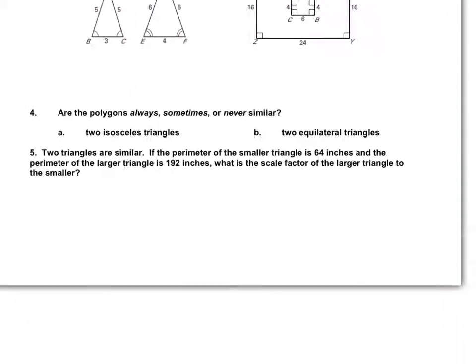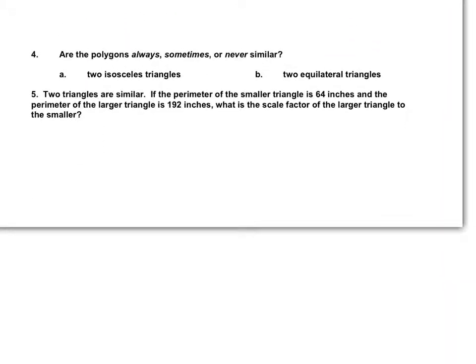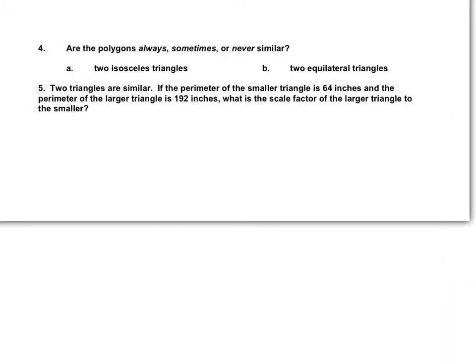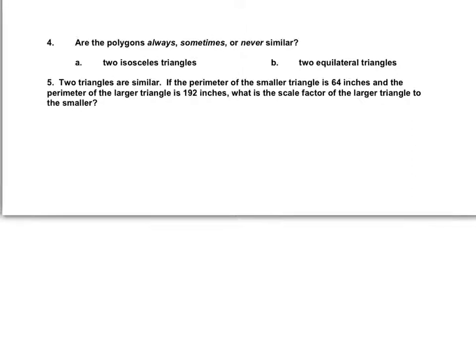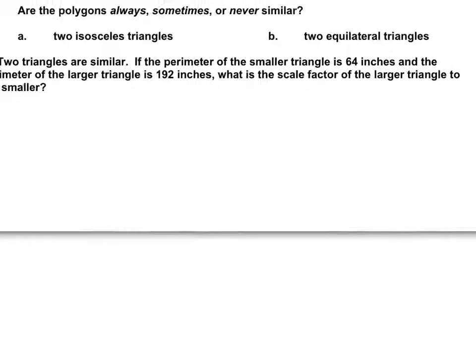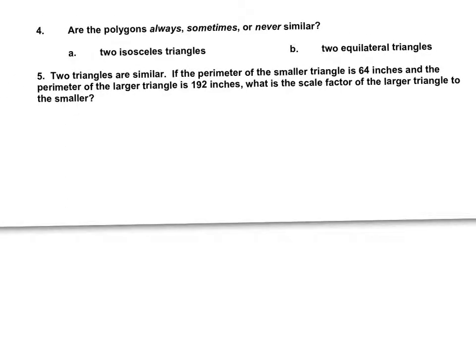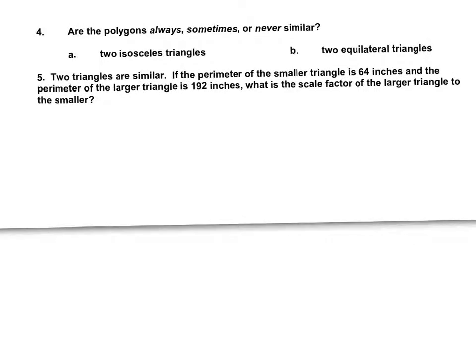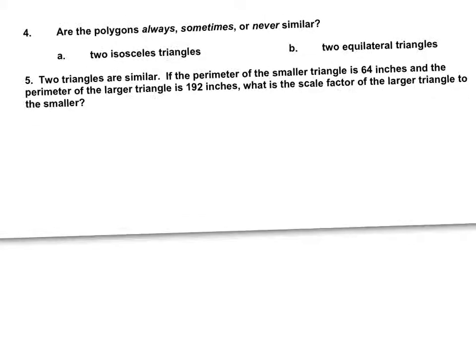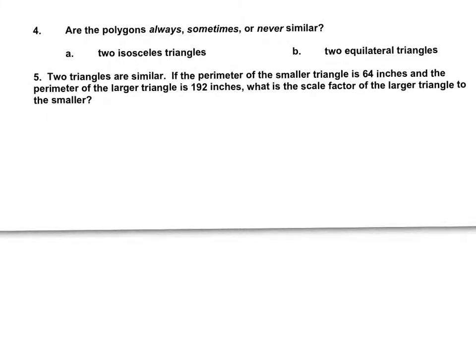All right, and the last two, number 4, are the polygons always, sometimes, or never similar? So think about those. It's kind of a conceptual question. Sometimes, always, or never. And then the last one, two triangles are similar. If the perimeter of the smaller triangle is 64 and the perimeter of the larger is 192, what's the scale factor? And it might help to draw a picture there, maybe not. But do your best to solve these problems. Work together, but make sure you are working on these.